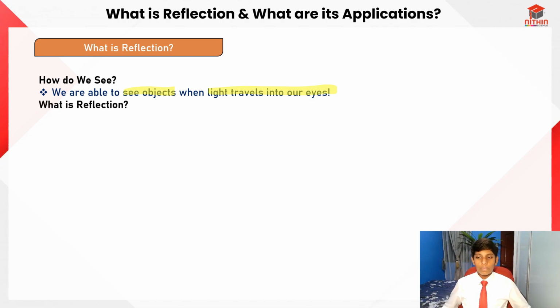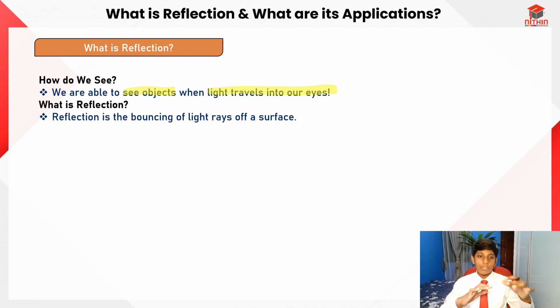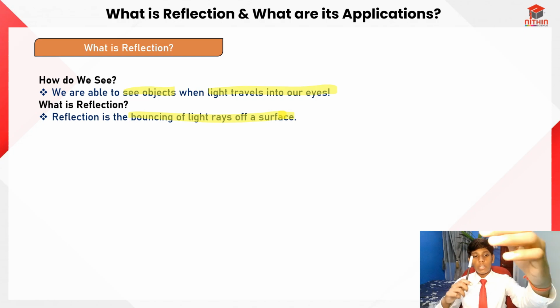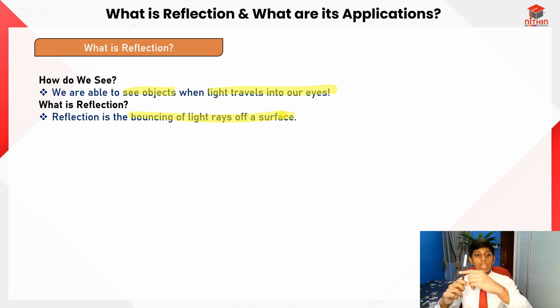Reflection is the bouncing of light rays off a surface. Imagine if I have this pen over here. The light comes and bounces off this pen into my eye so that I can see this pen. So this is what reflection actually means.